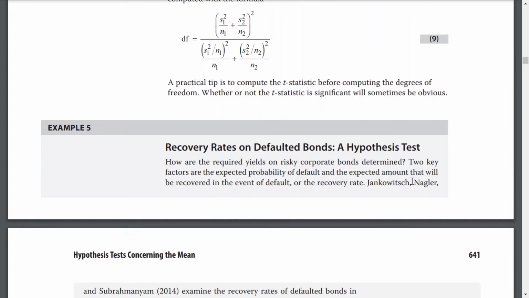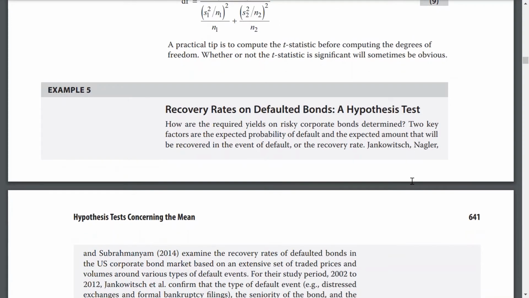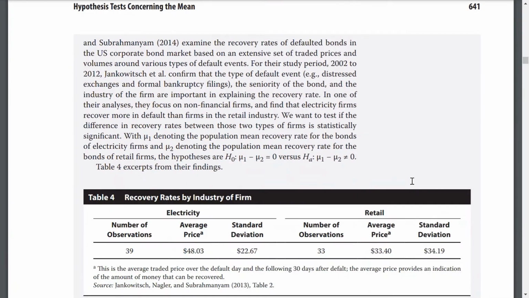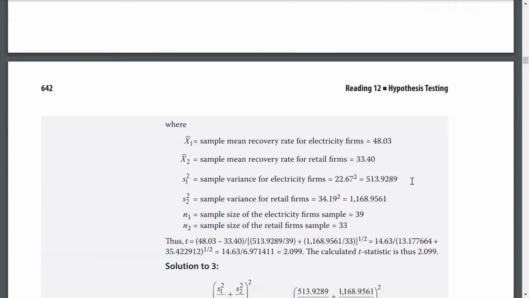Example 5, recovery rates on default bonds, a hypothesis test. So it shouldn't be too hard, just quite straightforward. You can pause the video if you have more questions.